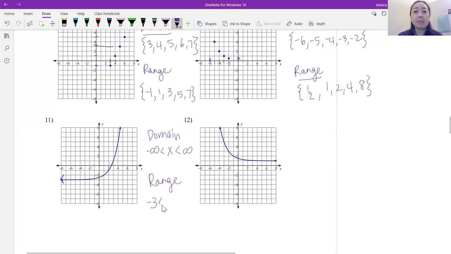So it's going to be from -3, y, all the way to, well, how far up does it go? And notice it definitely does go up, right? And it keeps on going up. So it goes to infinity.